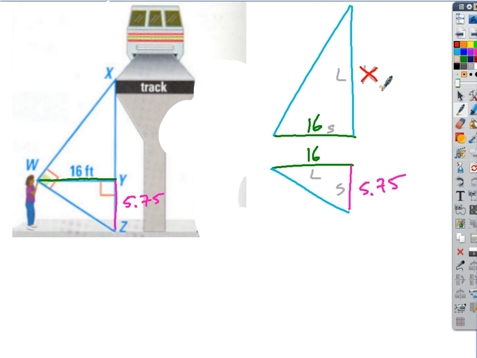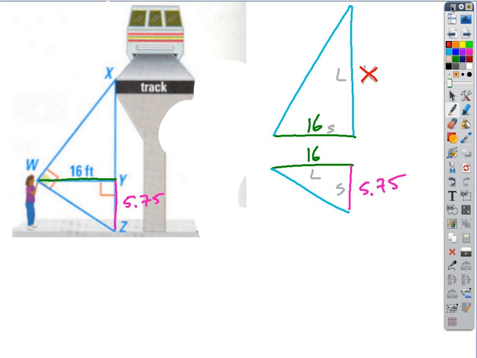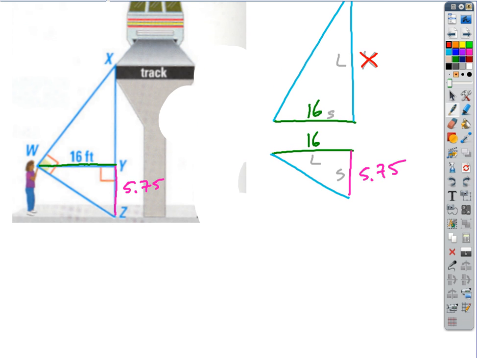Time's wasted. We got to hurry. We're not going to get our $1 million. What do we do to solve this? What's our ratio? Okay, 16 over x. So we're doing short to long. That's fine. Short over long equals 16 over x in one triangle. What does it equal in the other one?